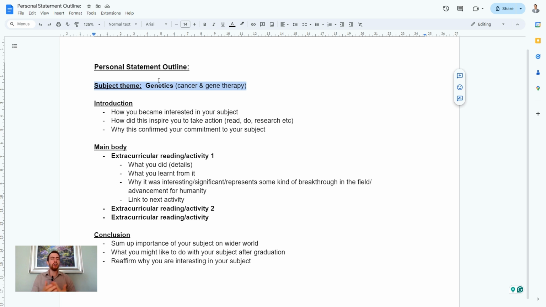The introduction, I typically recommend, how students became interested in their subject as a way of starting. You don't have to start with a fancy quote and give an elaborate interpretation of it.